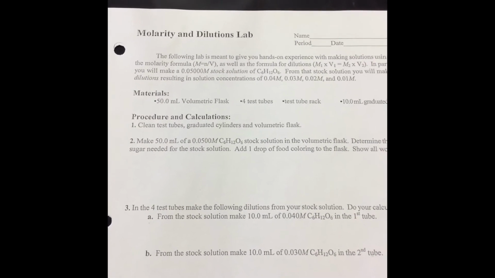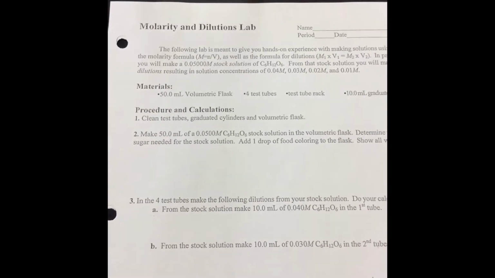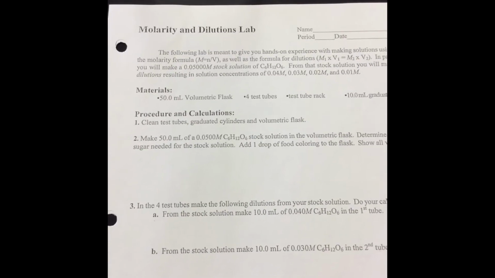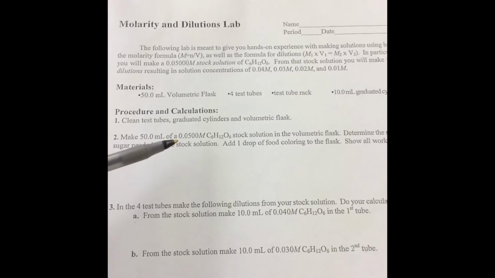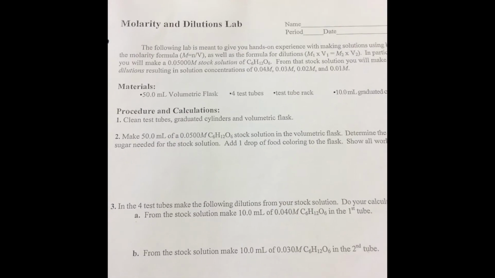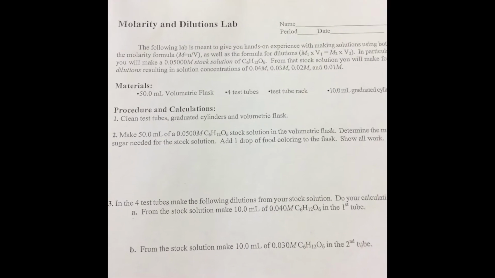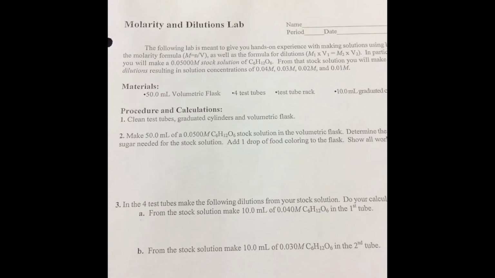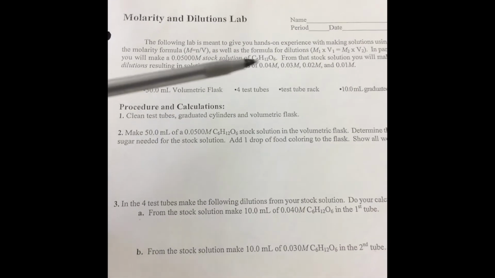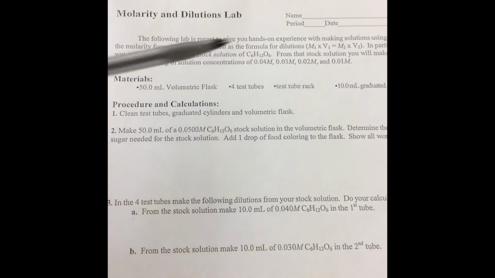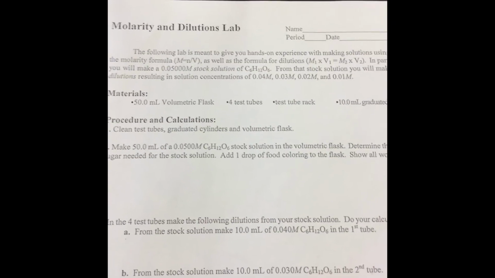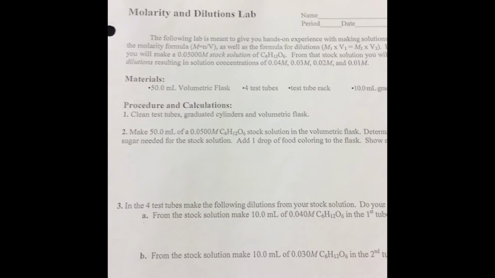This is the pre-lab video for the Molarity and Dilutions lab. In this lab, you are going to make 50.0 milliliters of a 0.0500 molar sugar stock solution in a volumetric flask. You are then going to take that stock solution and make 4 dilutions from it to 0.04, 0.03, 0.02, and 0.01 molars. And I will go over the math for that in a little bit.